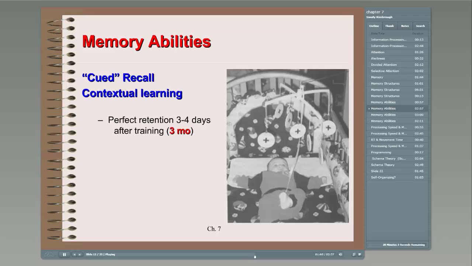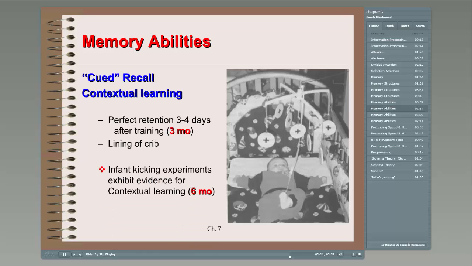Another experiment was done with 6-month-old babies, and what they did here is they changed the lining of the crib, and they basically had the same effect. If the lining of the crib is part of the context and it was part of the memory, so if the crib looked the same, the fabric and everything, the response was greater, and if the lining of the crib, the fabric, was different, the response was not as great. These infant kicking experiments exhibit evidence for contextual learning. Okay, we can remember things better sometimes because we are placed in the same context.